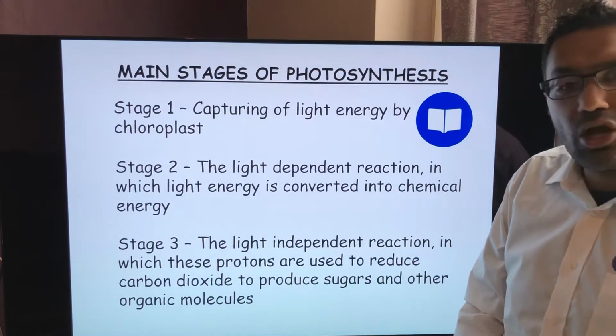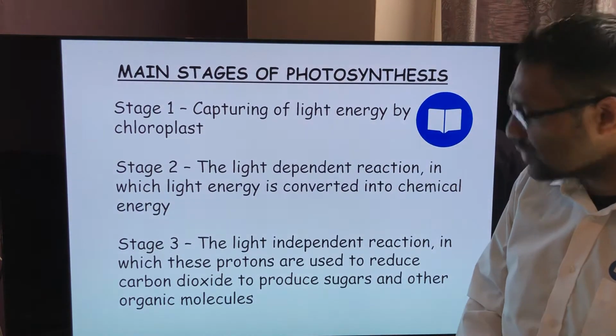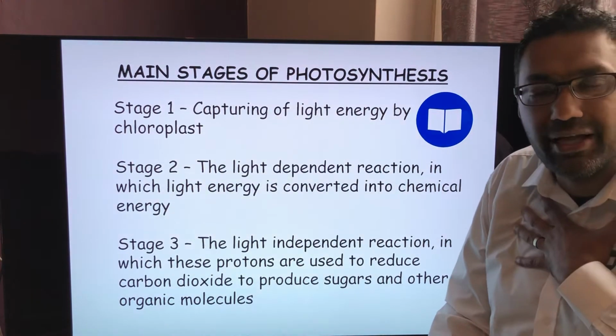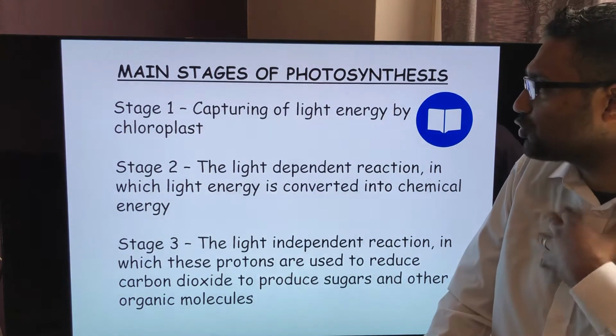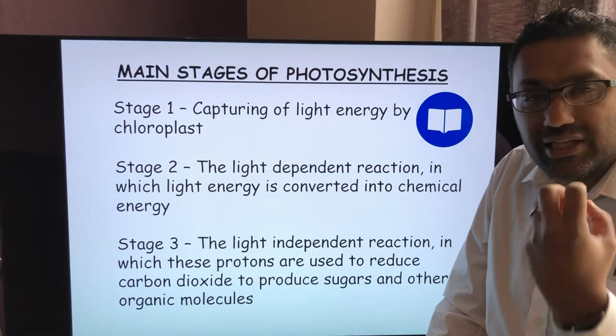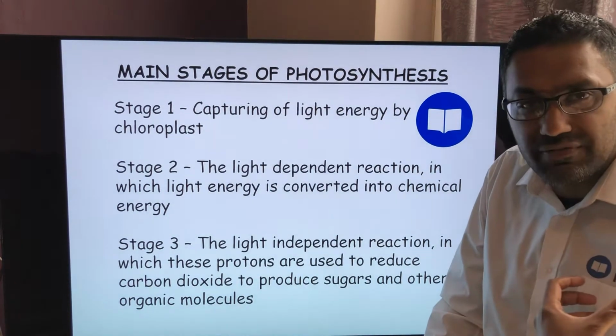What else do we need to know from the introduction of photosynthesis? Well, the whole purpose of this is that plants make their own food. We can't make our own food. Okay, we're heterotrophs. We need to go and eat our food. We need to get the food, eat the food, and get the nutrients inside of us.